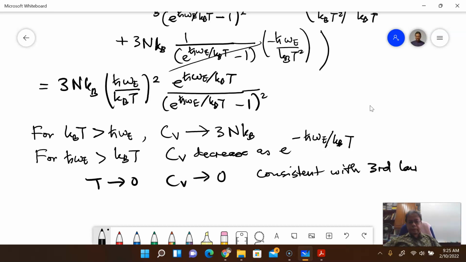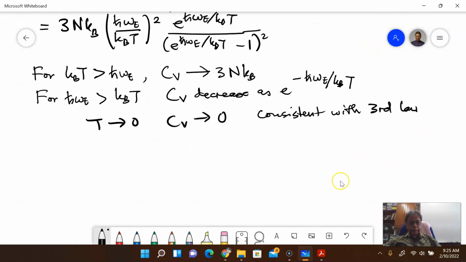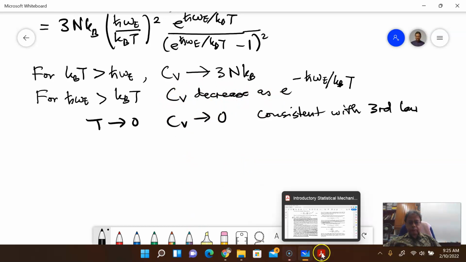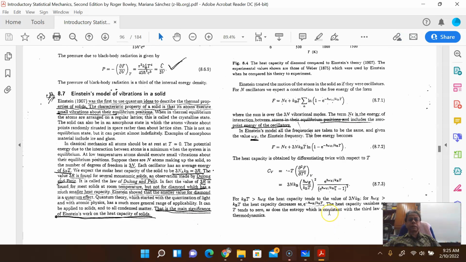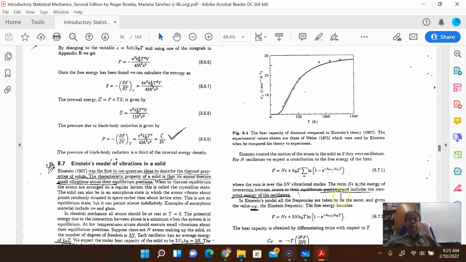Okay, so that's encouraging. You have a high temperature limit that gives you a constant, and at other temperatures there will be this dependence on temperature. So let's look at the picture of a graph here, which is plotted for the case of a diamond. Diamond doesn't actually behave according to Dulong-Petit's law. So this is actually for the diamond.